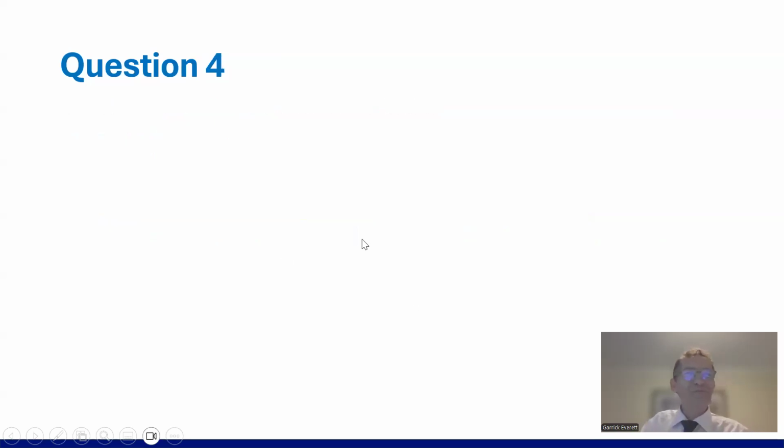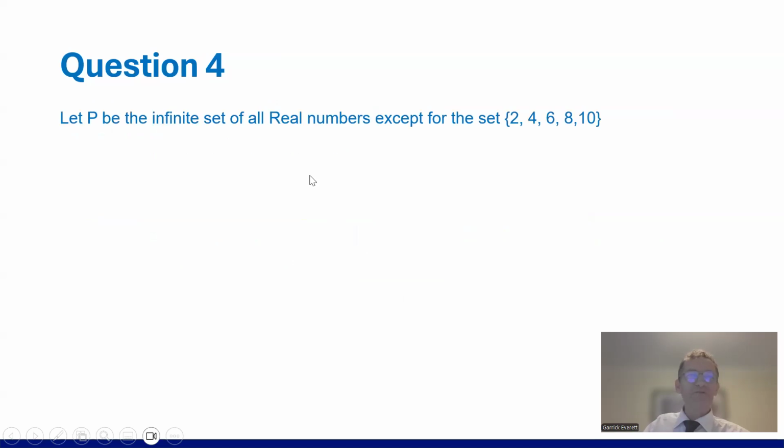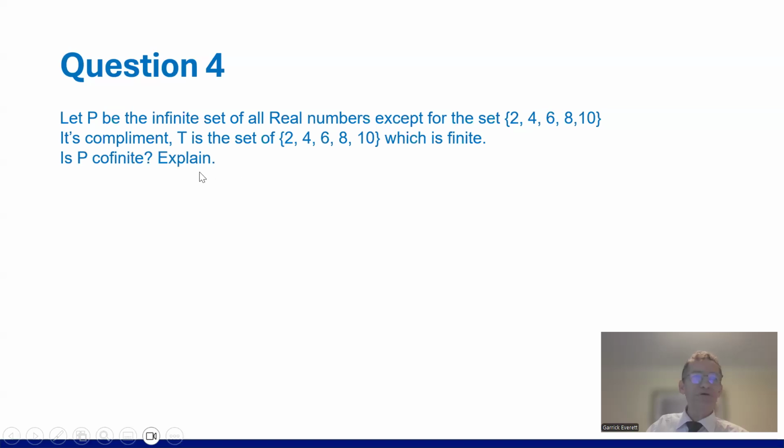Okay, question 4. Let P be the infinite set of all real numbers except for the set {2, 4, 6, 8, 10}. Its complement T is the set {2, 4, 6, 8, 10}, which is finite. Is P cofinite? Explain. Answer, yes, P is cofinite since the complement T is finite. Pretty simple. And you would have seen it before in lectures.